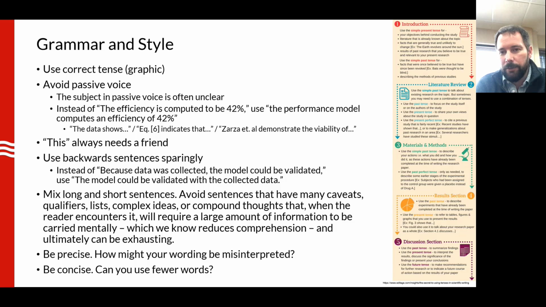If I ever see passive voice, I'll probably comment on it. "This" always needs a friend, and this is another case of avoiding ambiguity. If you ever say, this data shows, well, that is unclear because which is this? Is it the thing you just mentioned, or is it the entire paper or whatever? So you always want to say, this data in table 2 shows that whatever. You have to be specific about it.